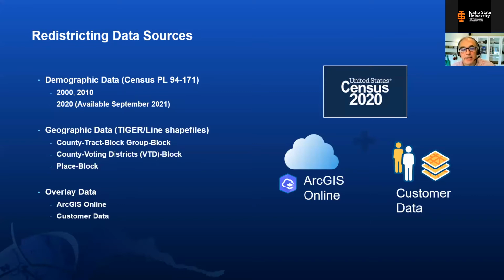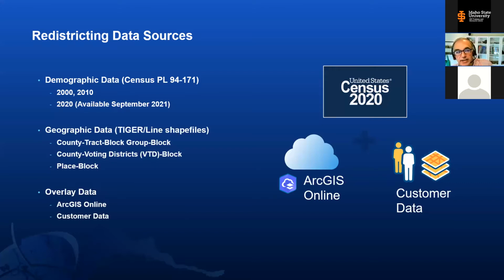But that PL data is really all just the tabular data. You have to join that with the geographic data, which is the TIGER file data, to build a complete map-centric redistricting system. So understand that there are really two different data collections that you have to fuse together. And you might have other data used as a reference, either from ArcGIS Online or other things you may have local as shapefiles, and customer data.